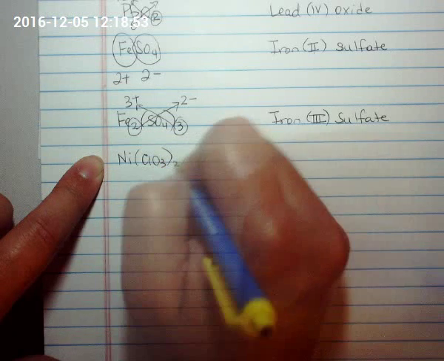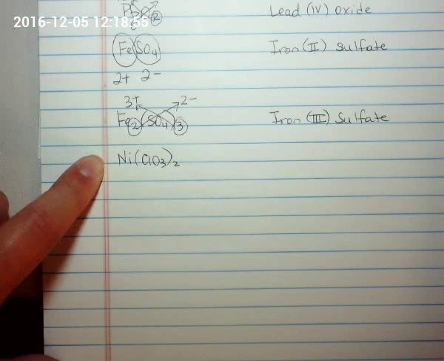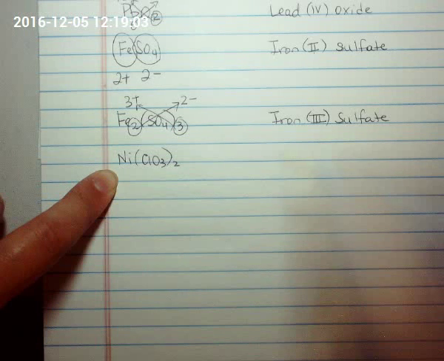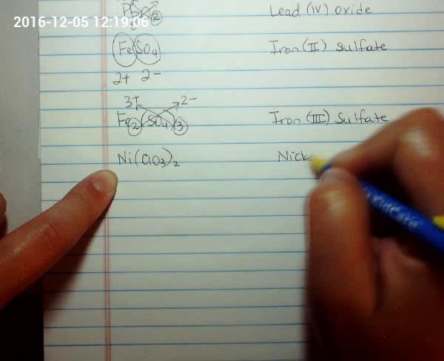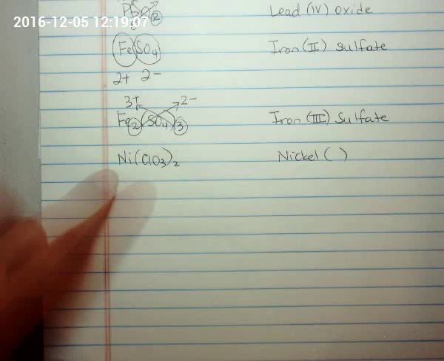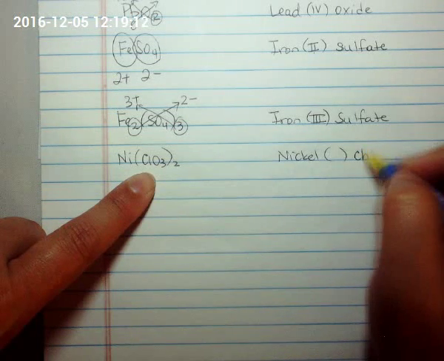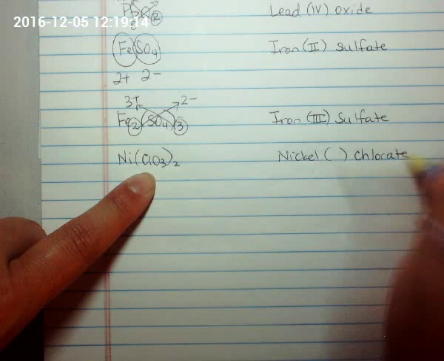Ni(ClO3)2. All right. First element. Is it in the D block? Yes. How does the name go? It's nickel, parenthesis, and then what's the ClO3 called? Chlorate. Question is, what's the Roman numeral?